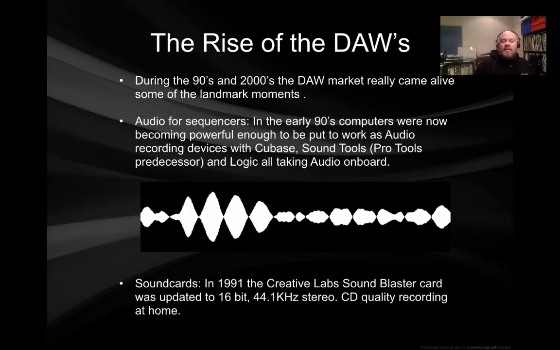So next up was the rise in the power of sound cards. So in 1991, the Creative Sound Blaster card was updated to 16-bit 44.1 kilohertz stereo. So that was CD quality recording in your home. So you had these two massive moments, these two steps forward happening at around the same time. Recording audio and also the quality of the audio being at CD quality, which was pretty amazing stuff.